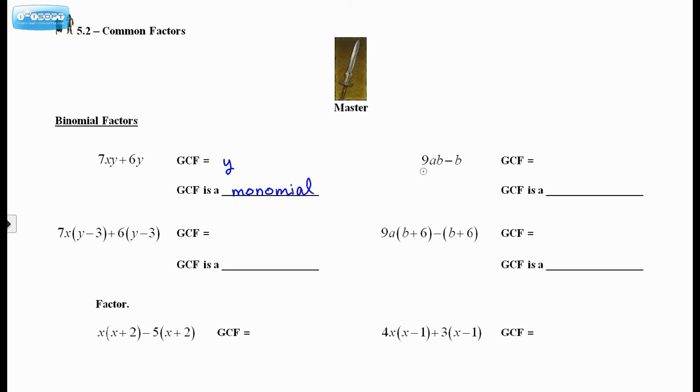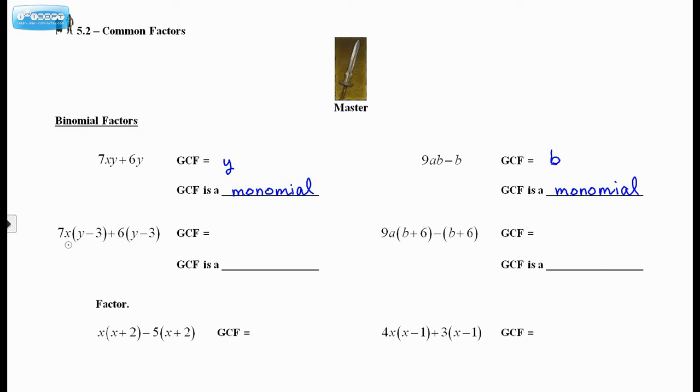The next one, 9AB minus B. Okay, the GCF is just B. And again, it is a monomial. Up until now, all of the factoring that we've been doing has involved factoring out a GCF that is a monomial. Well, this one here is a little bit different.